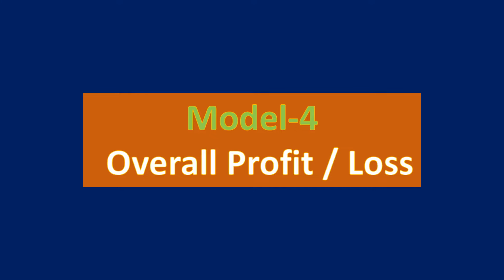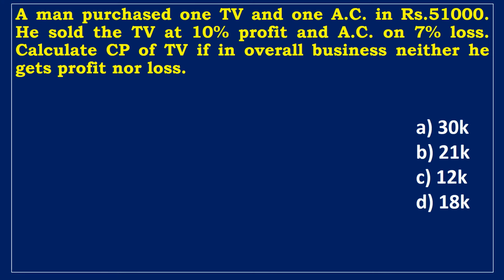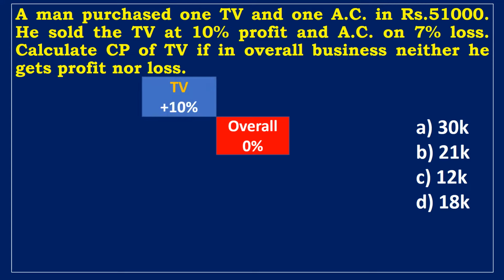Let us now look at the fourth model for determining total profit or loss. First example. A man purchased one television and one air condition for rupees 51,000. He sold the TV at 10% profit and air condition at 7% loss. Calculate CP of television if in overall business neither he gets profit nor loss. The overall business should not make a profit or a loss, which is 0%.